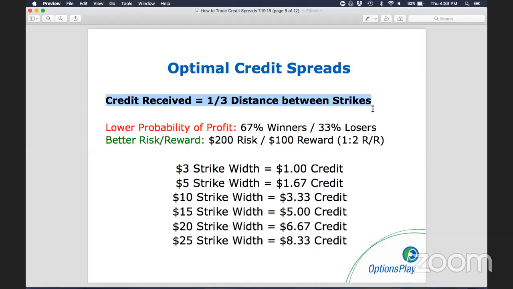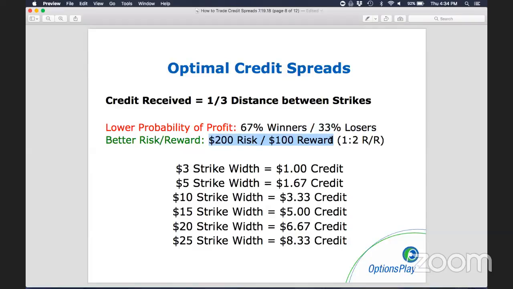the strikes. What that means, we talked about the distance between the strikes being the difference between the long strike and the short strike. So if you have a $100 stock, and you sold the 100 call and bought the 110 call, that's a width of $10. You want to collect a third of that width. What that typically means is that you want to shoot for trades that have roughly a 67% chance of winning. And you want to search for risk rewards that are roughly 1 to 2, where you're risking about $200 to try to make $100.